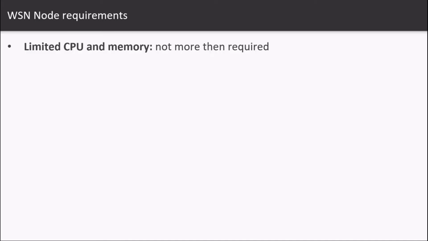Now let us look at the node requirements. A node should have a limited CPU and memory, not more than required. It should have reasonable storage. Some of them also come with micro SD slots for logging the data.